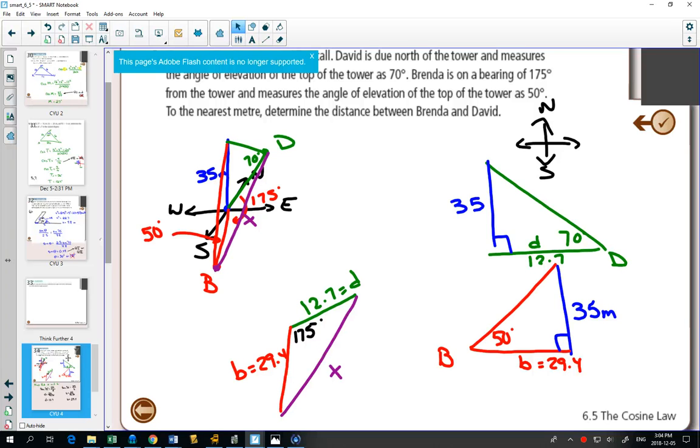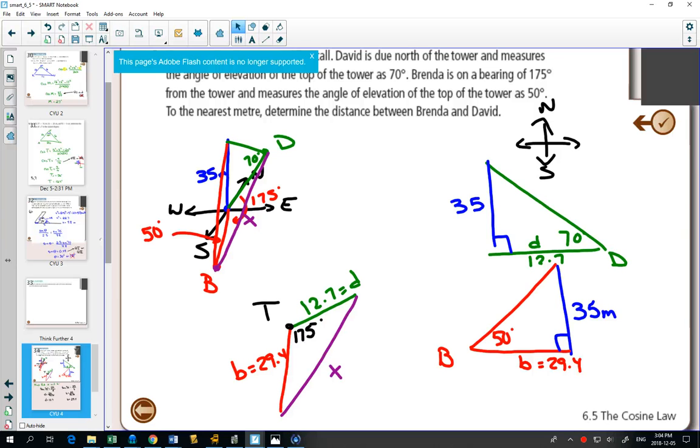And now we look at the triangle on the ground with David being 12.7 away from the tower. I'm going to label this point as T for tower. Brenda being 29.4 away from the tower. And we can now solve for x because we have three pieces of information, and at least one of them is a side. So we say, can I use SOHCAHTOA? No, not a 90-degree triangle. Can I use the sine law? No, I don't have an angle on an opposite side. I have to use the cosine law.